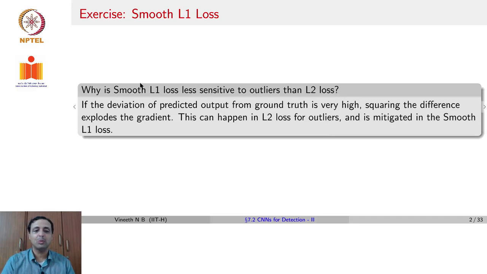Why is smooth L1 loss less sensitive to outliers than L2 loss? When the deviation of the predicted output from the ground truth is high, which happens when you have outliers, the squared loss or the L2 loss exaggerates the deviation, which also results in the gradient exaggerating it, which could cause an exploding gradient problem. This issue gets mitigated with an L1 loss. Because L1 loss is not differentiable at 0, we use a smooth version of it known as smooth L1 loss, which mitigates the problems caused due to outliers.